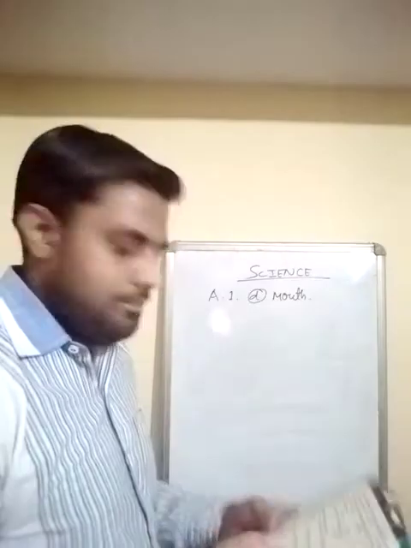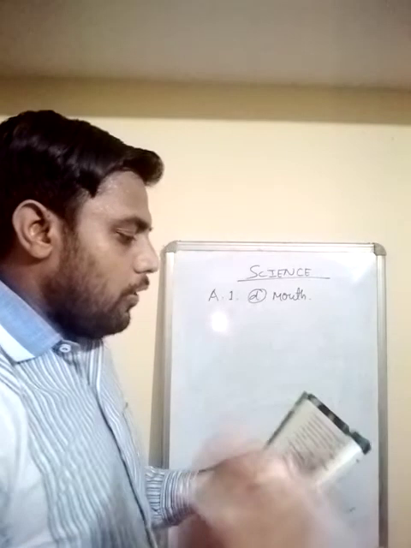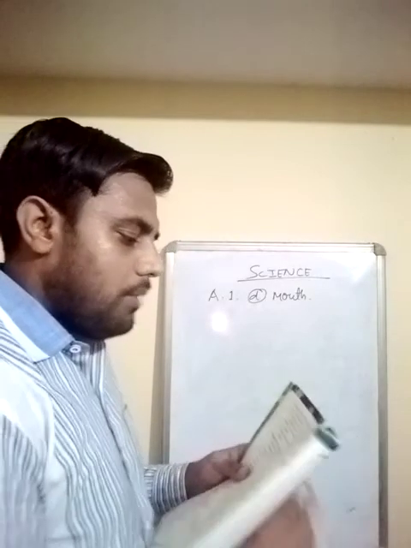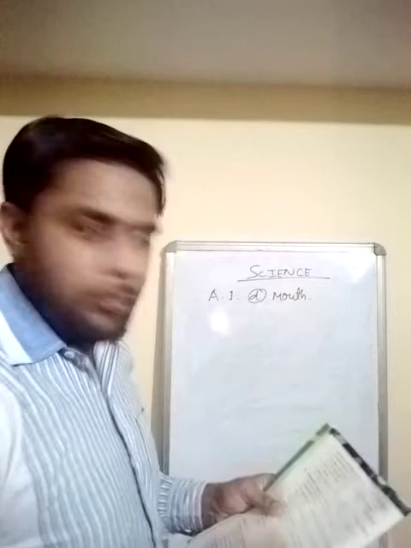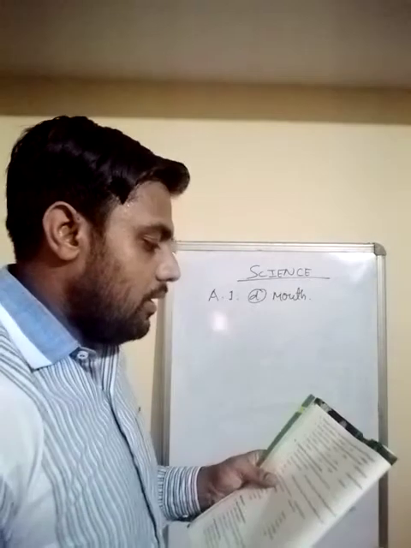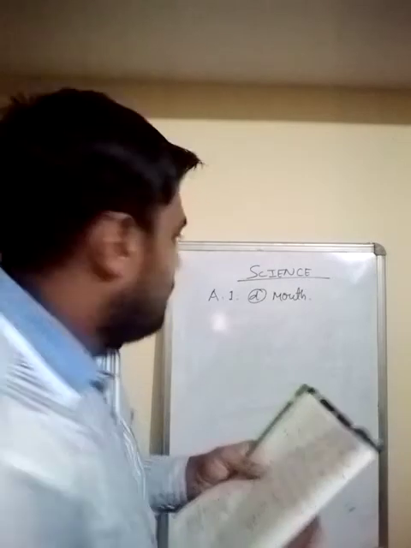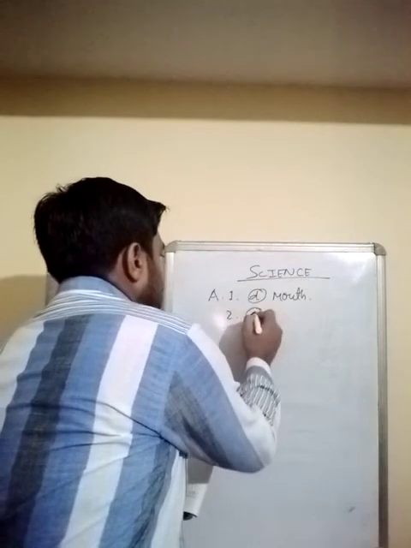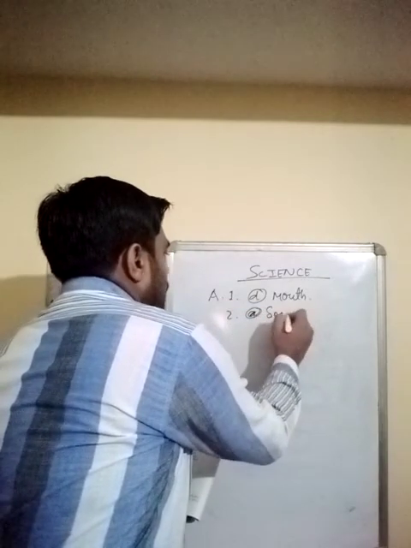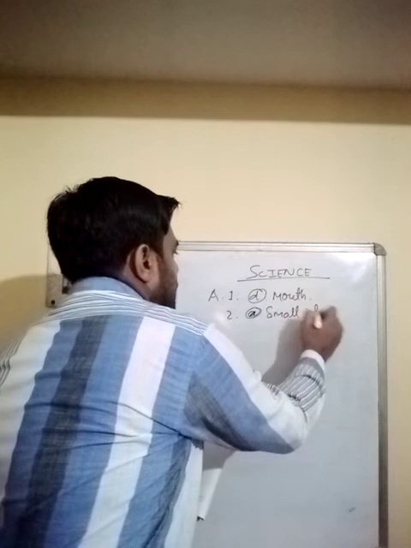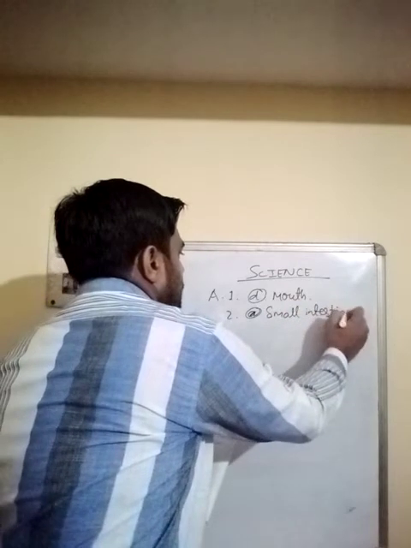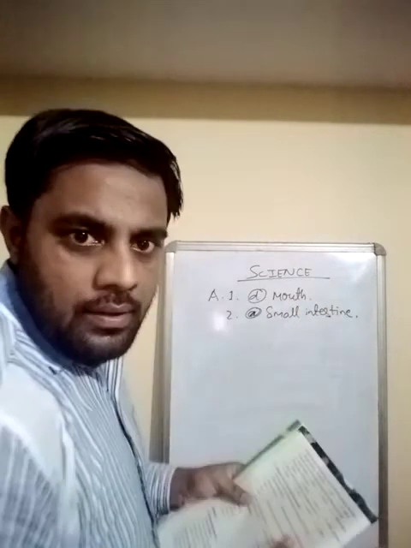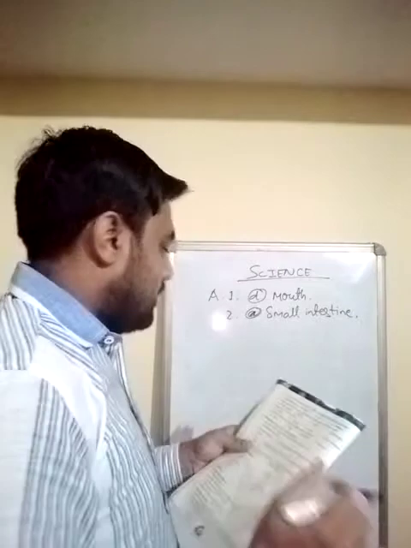Moving on. Through which of the following organs are nutrients absorbed in the body? Number A, small intestine. Number B, stomach. Number C, liver. And number D, urethra. Your correct answer is number A, small intestine. Small intestine.